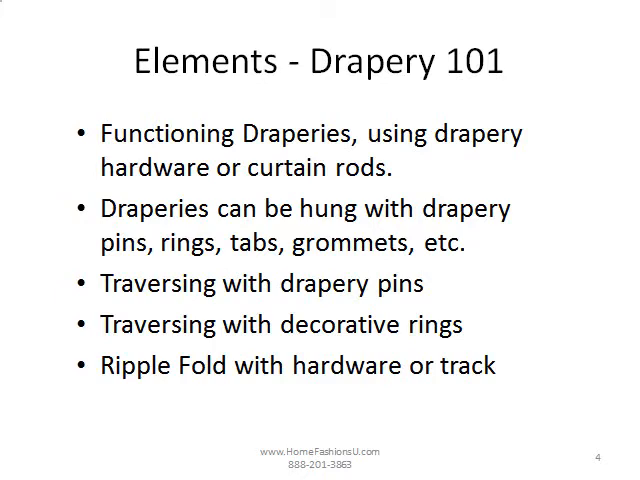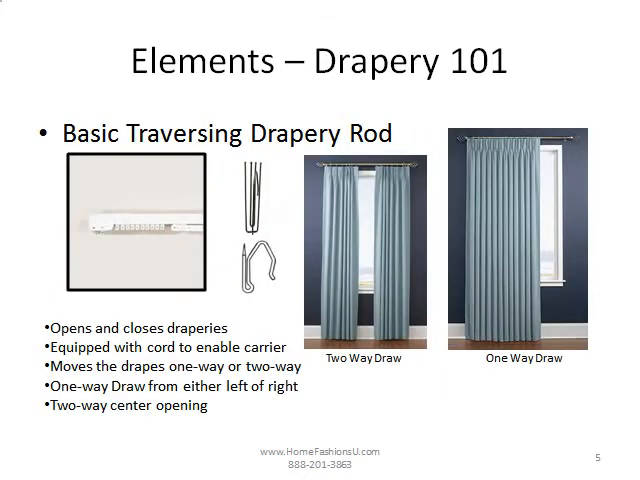We will also discuss a lovely treatment called a ripple fold that has special hardware and a track, but it creates a really lovely rippled effect, and it's very even on the window. Your basic traversing drapery rod opens and closes the draperies easily. It can be equipped with a cord to enable the carriers to move, or a wand. It moves the draperies either one way to the left or the right, or from a center split.